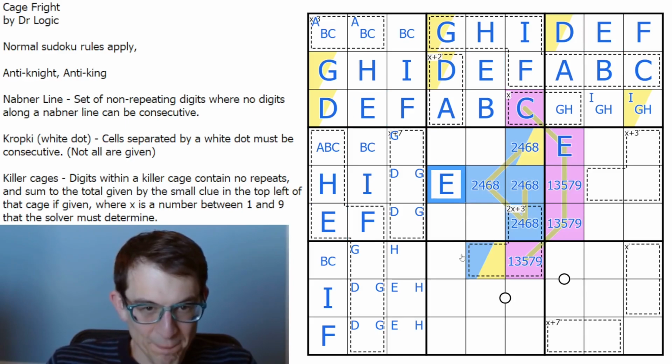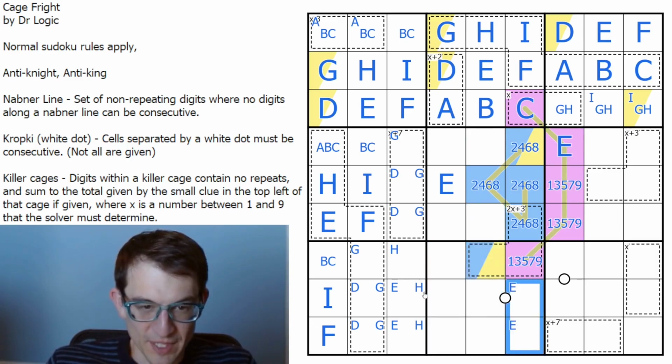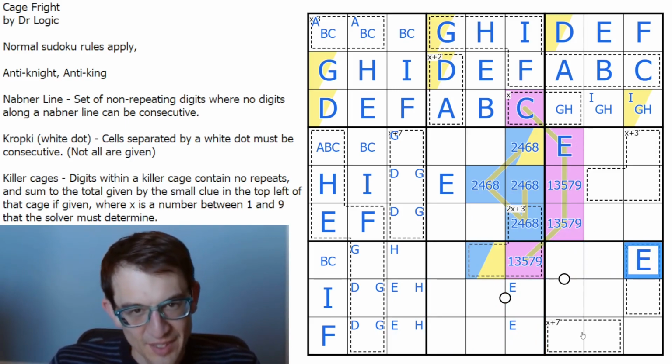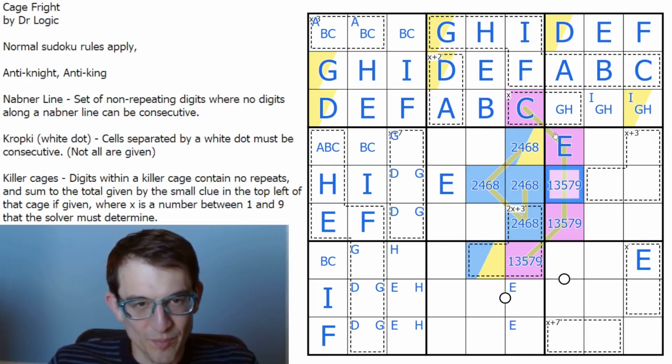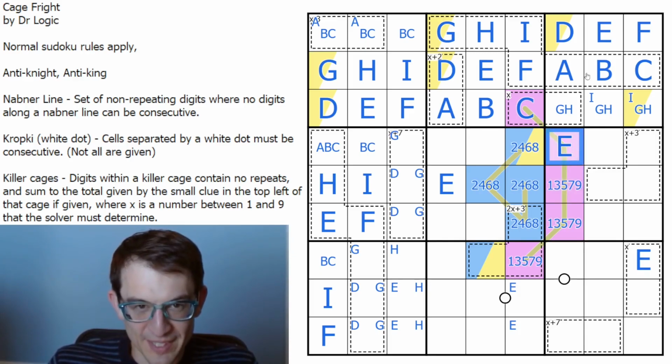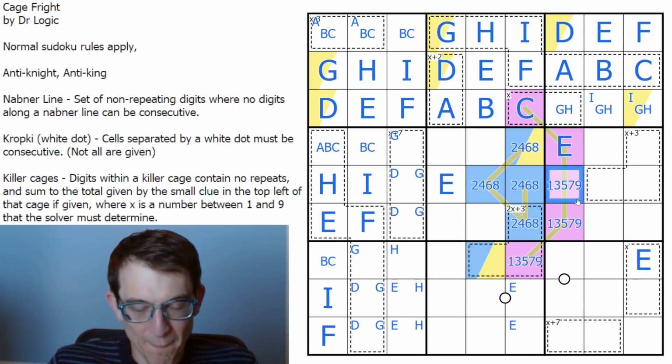So that's E. This can't be E by the Nabner line, because every digit on the Nabner line has to be different. These can't be E by normal Sudoku. So E is one of these. Now I've got an X-wing on E's, so one of these are E's, but not this one or this one. So that's E, interestingly. I probably should have just labeled these to start with, but I guess I kind of needed both, right? Because to get this E, I needed to know that these two were the same, which I only got by labeling them, and that these two were the same. So maybe I did it the right way.